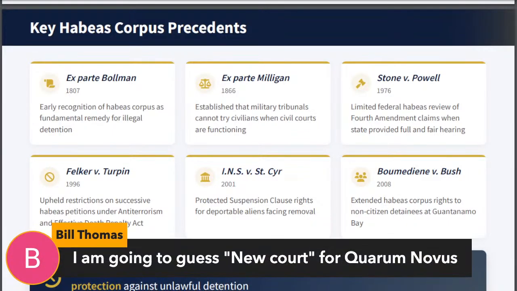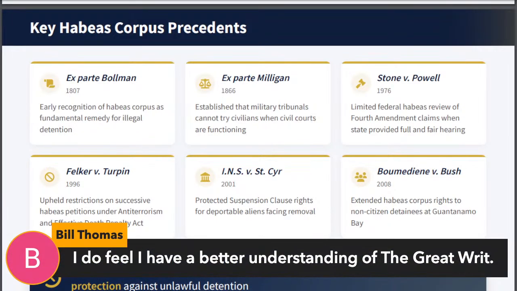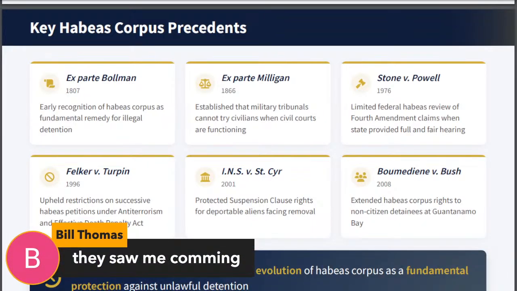Bill Thompson says, I'm going to guess new court for a quorum notice. Yeah, we're not even done yet. You're going to have a really great understanding by the time we get to the end of this, but we're almost there, so stick with us here.